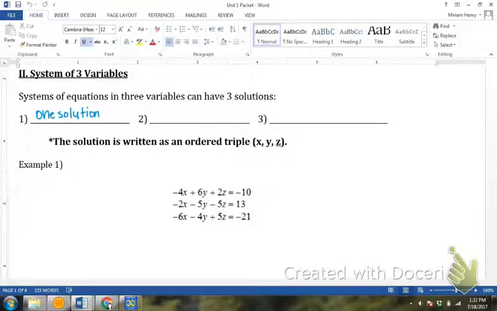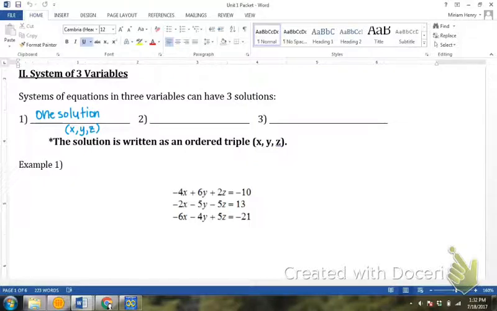Same thing with a system of 3 variables. You might have one where you have one solution, except this time it's going to be a triple. We're going to use x, y, and z. Z is bringing out the 3rd dimension.